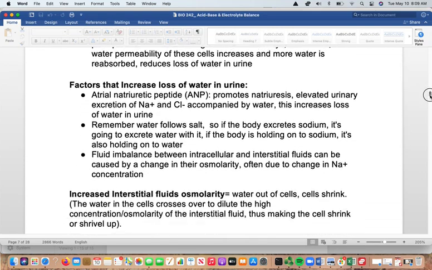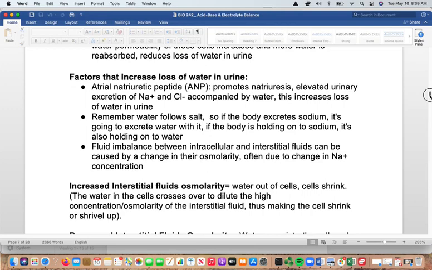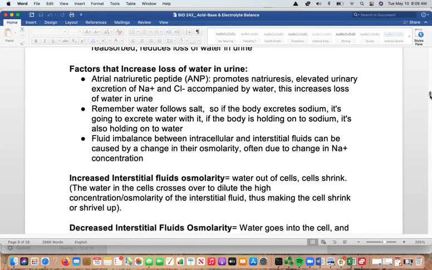Things that are going to increase water loss in the urine: atrial natriuretic peptide. It's going to excrete the sodium and chloride. Water is going to follow the salt, so you'll excrete the excess water. And then you can have fluid imbalance between the intracellular and interstitial fluids, which can be changed as well due to sodium concentration.